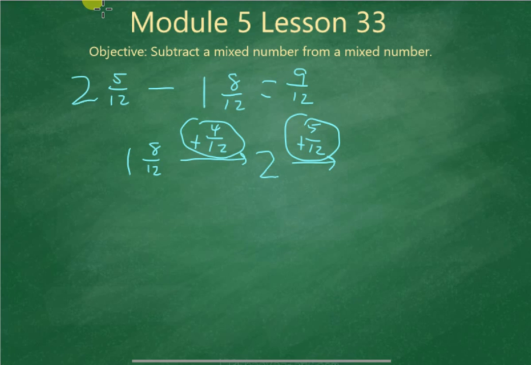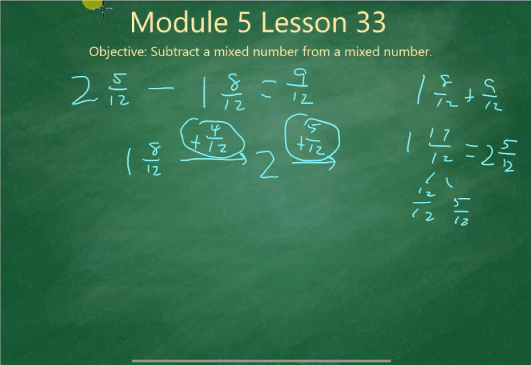Well, you could check that too, because you could add 1 and 8/12 plus 9/12, and you would get 1 and 17/12, which we can make 12/12 and 5/12, and that equals 2 and 5/12. So it does work. The answer is indeed 9/12. So there's another way to do it.